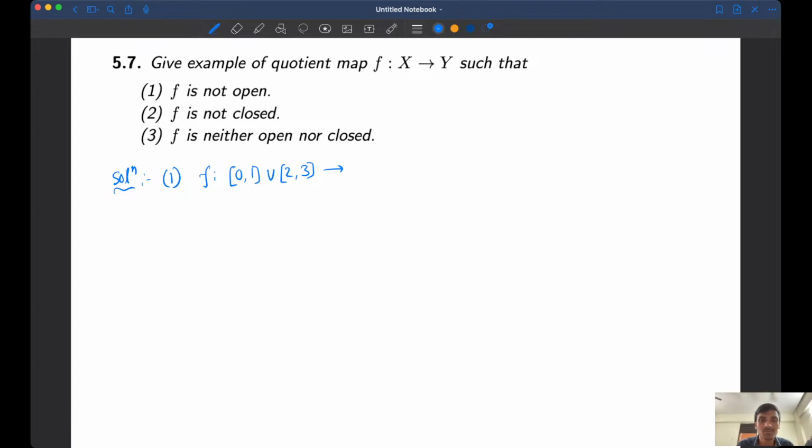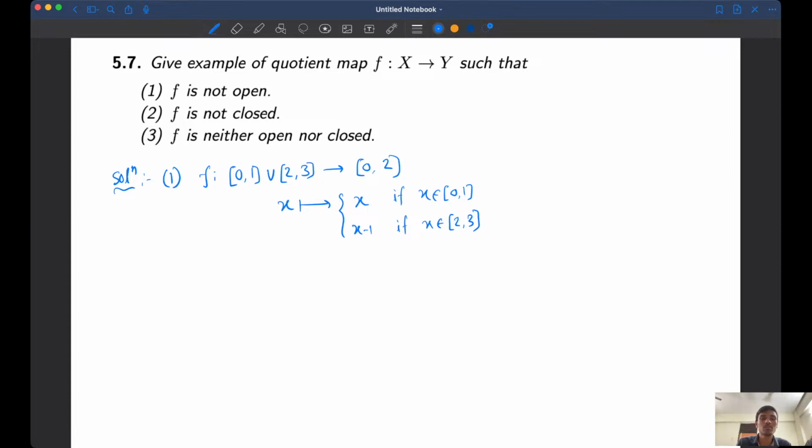So f gives that map. You take the union of 0 1 and 2 3, and send x to x if x belongs to 0 1, and to x minus 1 if x belongs to 2 3. Clearly that maps surjectively onto 0 2. Now this being a disjoint union, each of these sets is open in the subspace topology induced from R, because I can take an open interval like minus 1 comma 1.5 and intersect it with this set, which precisely gives me the closed interval 0 1. So in the subspace topology this set is open, and this set is also open.